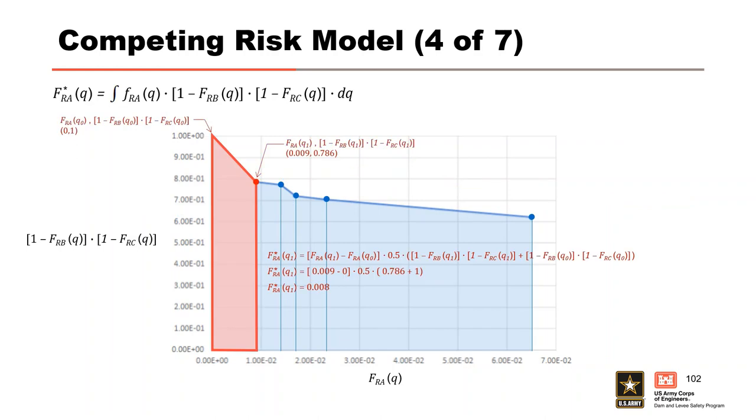So for hazard Q1, we are going to integrate from Q0 to Q1. The system response for A, assuming competing risk, will be equal to the area shown in red. The area can be calculated by taking the change in the system response of A and multiplying it by 1/2 times the sum of the survival function at Q0 and at Q1.